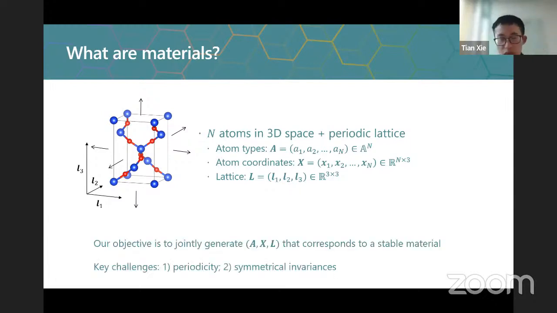So our objective for the generative model is really to jointly generate the atom types, coordinates, and the lattice that correspond to a stable material. The key challenge of achieving this is, first, to handle periodicity, because that is very unique to periodic structure materials. And the second is that you want to satisfy the symmetry invariances for the material, including rotation, translation, periodic invariance, and permutation invariance.